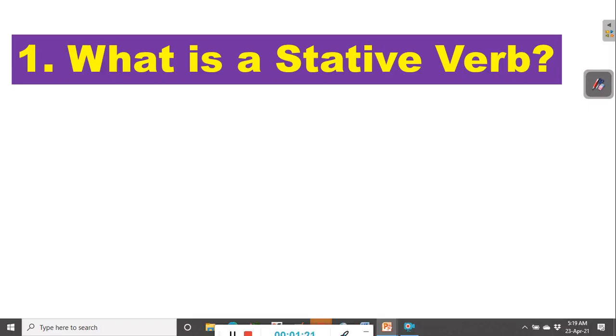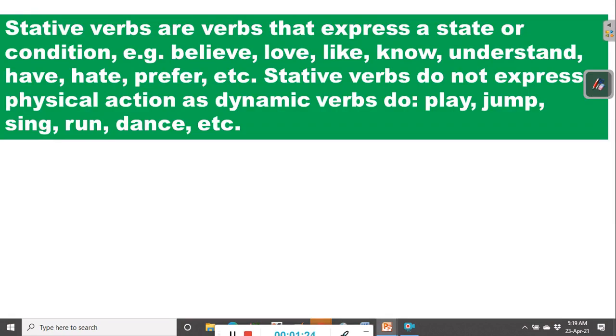Number 1, what is a stative verb? Stative verbs are verbs that express a state or condition. For example, the words believe, love, like, know, understand, have, hate, prefer, and so on and so forth. You will notice that stative verbs express a state or a condition, and as you can see, the stative verbs also express feelings, express emotions.